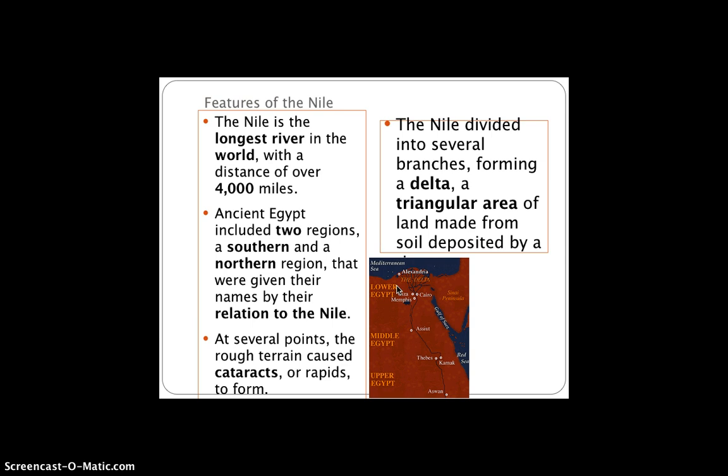Ancient Egypt included two regions, a southern and a northern region, that were given their names by their relation to the Nile River: Upper Egypt, Middle Egypt, and Lower Egypt. At several points, the rough terrain caused cataracts or rapids to form, which you'll see later on in the map that I give you. The Nile also was divided into several branches, forming a delta, or a triangular area of land made from soil deposited by the river itself.